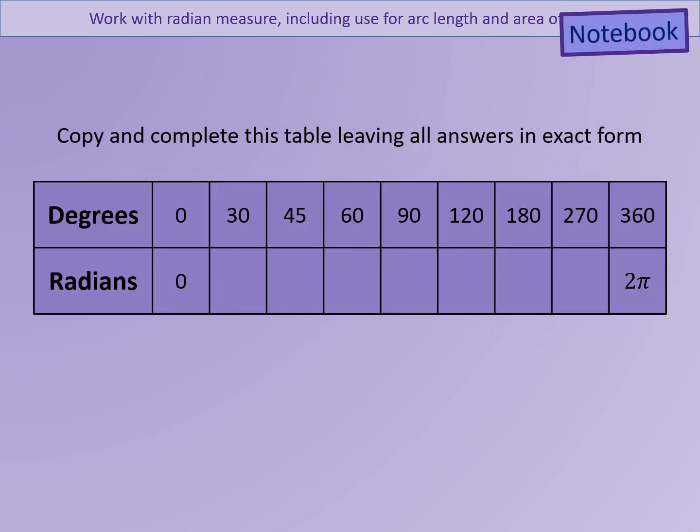So using the fact that 360 degrees is 2 pi radians as a starting point, I'd like to pause the PowerPoint and just fill in the rest of the table, calculating the values in radians.